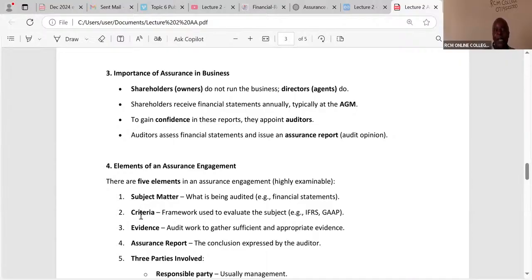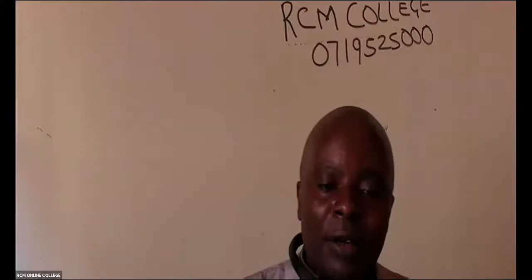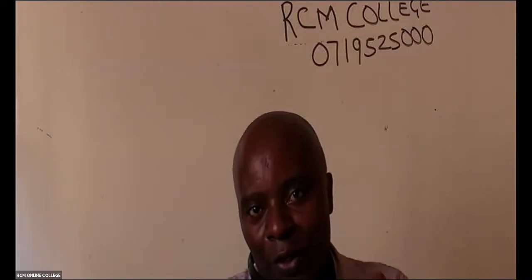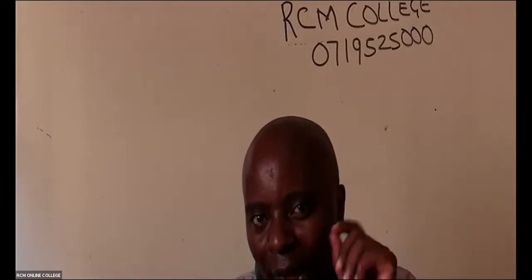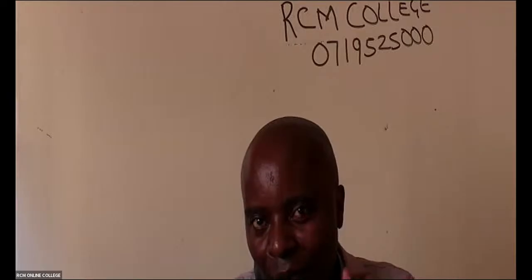Number 2, there must be criteria. There must be a framework against which I'll be auditing those financial statements. I'm not going to audit those financial statements in a vacuum. No, there must be a framework, the criteria. So the framework used to evaluate the subject matter, which in our case is the famous International Financial Reporting Standards. So I'll be asking myself, if these guys have made a provision for some legal services, have they followed the IFRS framework? If they have, good. If they have not, bad.